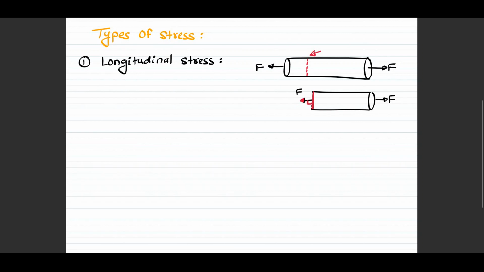So whenever the cross-sectional area and the restoring force are at 90 degrees from each other, that will be known as longitudinal stress. So longitudinal stress is equal to F perpendicular by A. Remember, I am not referring to the area vector. I am saying it is perpendicular to the cross-sectional area, not the area vector.